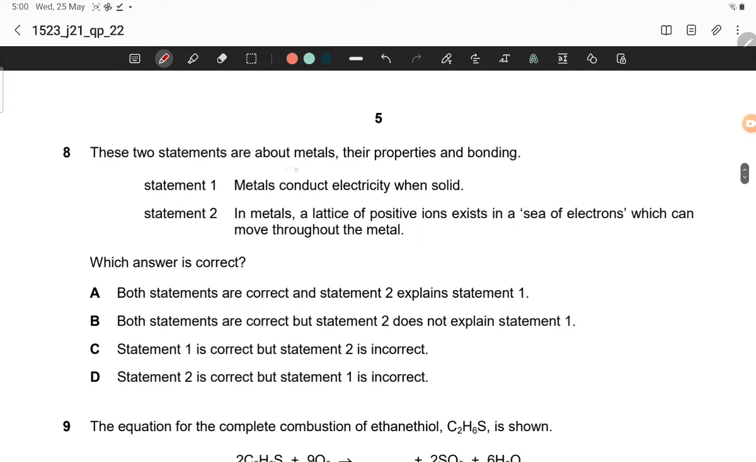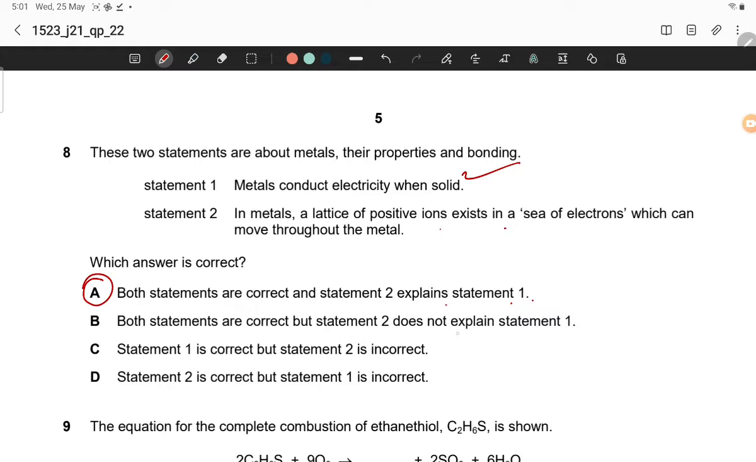These two statements are about metals, their properties and bonding. Statement 1, metals conduct electricity when solid. Yes, correct. In a metal, a lattice of positive ions exists in a sea of electrons which can move throughout the metal. Which statement is correct? Both statements are correct, and statement 2 explains statement 1. Yes, this is correct, because in a metal, a lattice of positive ions exists in a sea of electrons which can move throughout the metal. So option A is correct.